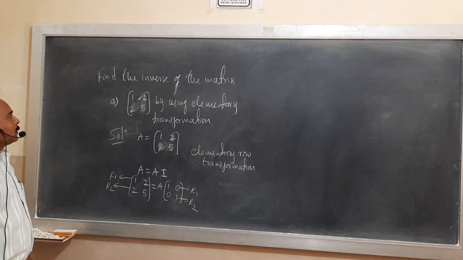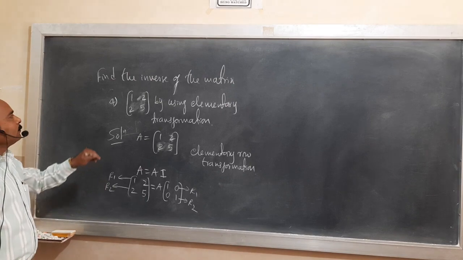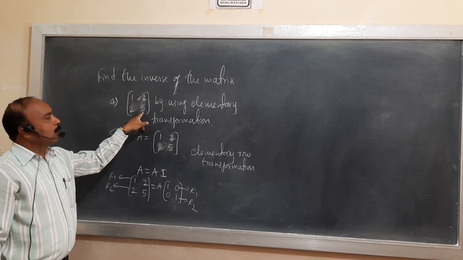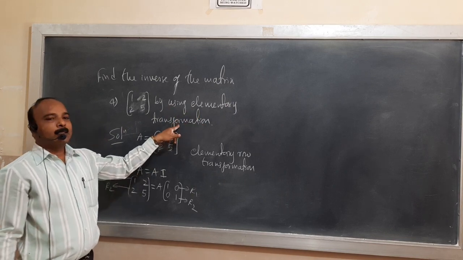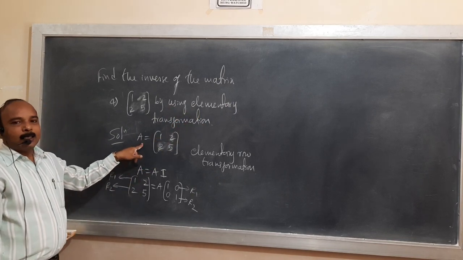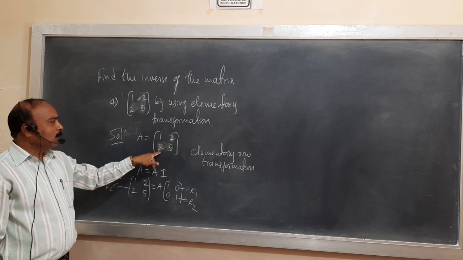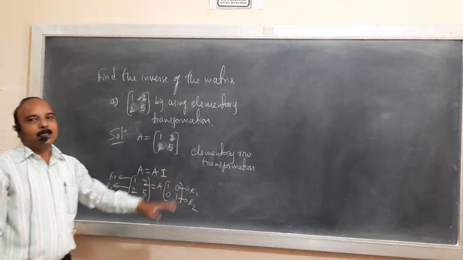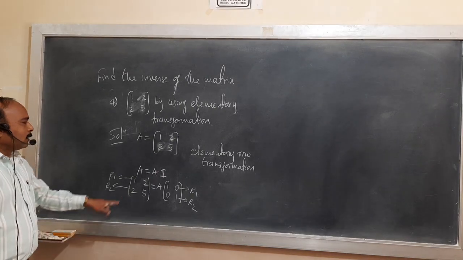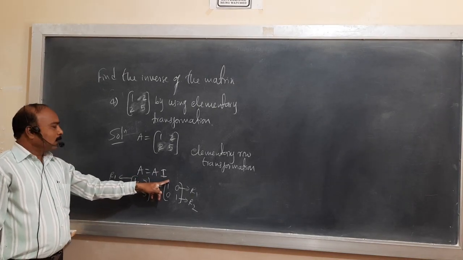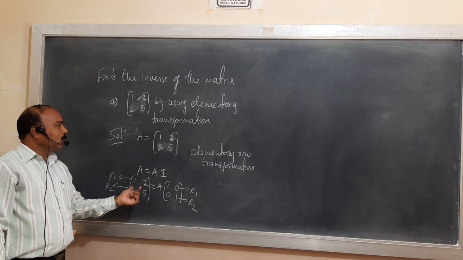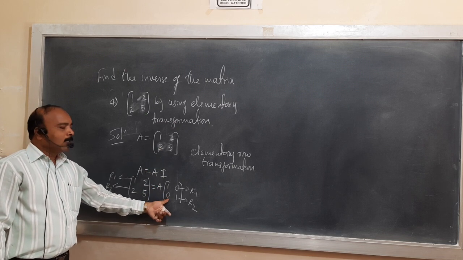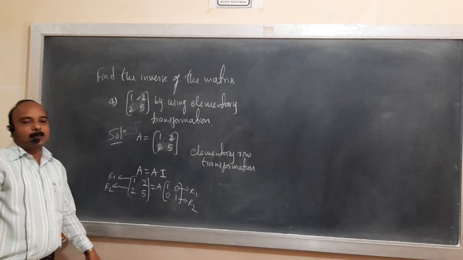Next we go for another example. It is similar to the last question. Find the inverse of the matrix 1, 2, 2, 5 by using elementary transformation. First we consider A equal to 1, 2, 2, 5. Here I will again take elementary row transformation for the solution. Now A equals A into I. Substituting the values, 1, 2, 2, 5 equals A as it is into I, the identity matrix 1, 0, 0, 1.